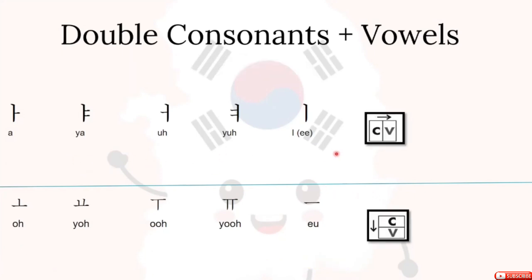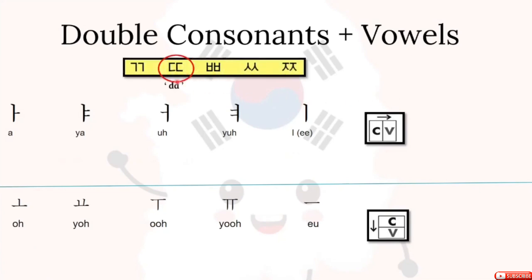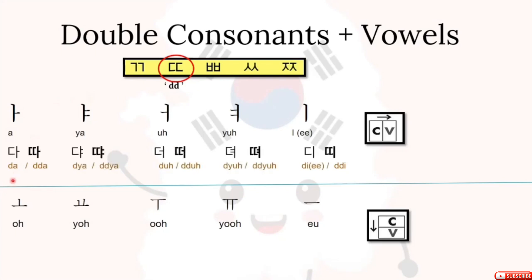Okay, moving on to our next double consonant, which is the double 뜨. Same method. Here we go. The single consonant d and the vowel a becomes da. Now double consonant with a becomes da. Moving on. D and ya becomes dya. Double consonant d and ya becomes dya.